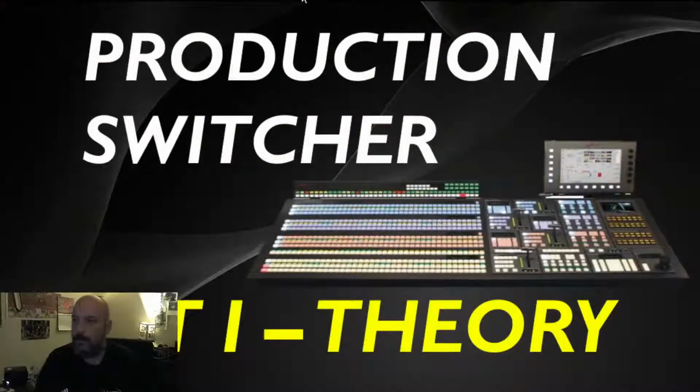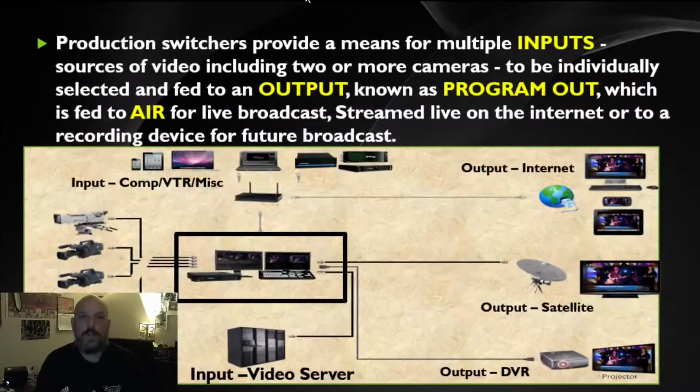Welcome to JRN3365, where we're going to continue our talk about the production switcher and what it does. So the production switcher provides a means for multiple inputs and multiple outputs.